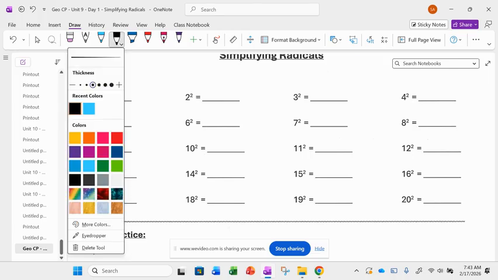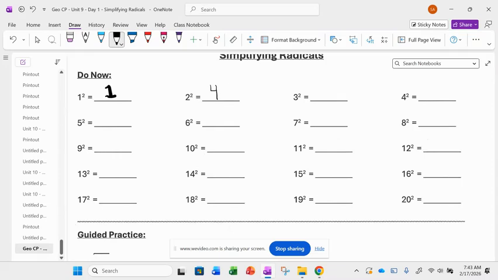So now we're just going to go across. 2 to the second power is what? 4, yeah. Let's just go. Noah, what's 3 to the second power? 9. Stella, what's 4 to the second power? 16. Sebastian, what's 5 to the second power? 25. Maya, what's 6 to the second power? Good. Bella, what's 7 to the second power?